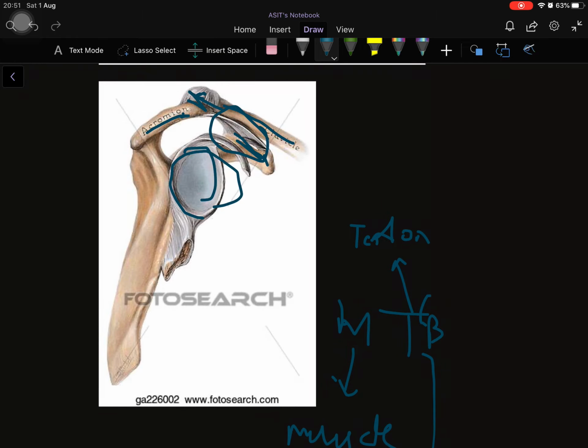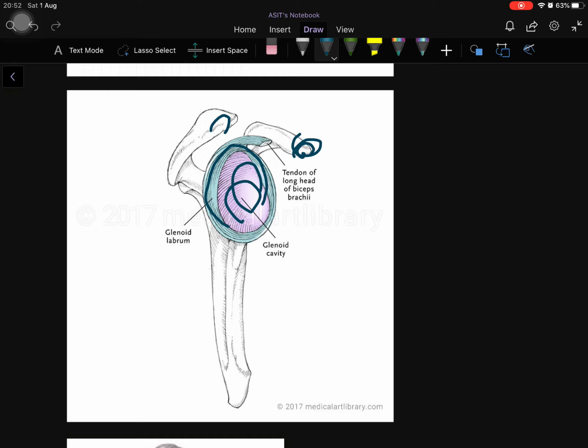This glenoid cavity, as I told you before, is bone. This part is connected with the head of the humerus, and the muscle is connected with the bone by a tendon, so it will be the tendon. But here, what is this part called? This part is called the acromion. The acromion is connected with the clavicle, which is a bone. So it is bone, and bone connection is by ligament.